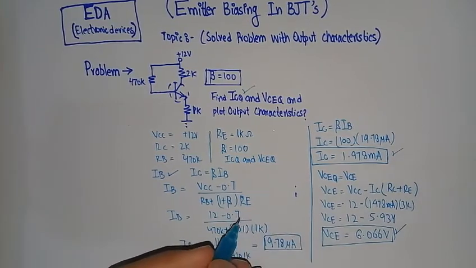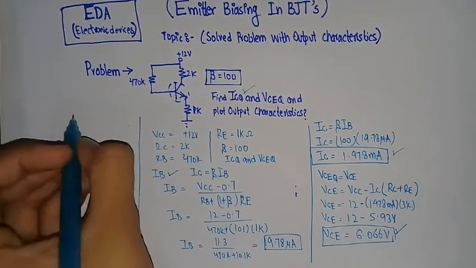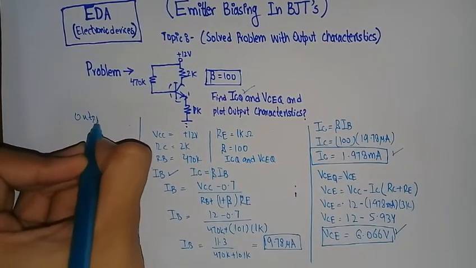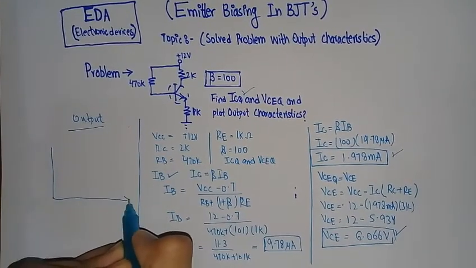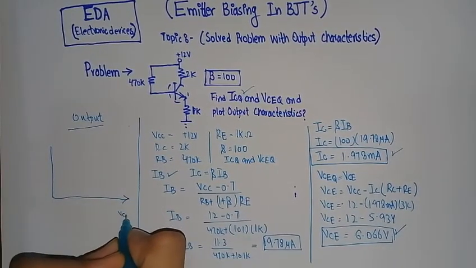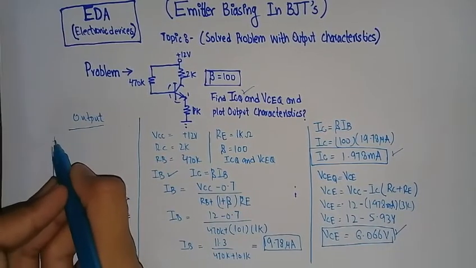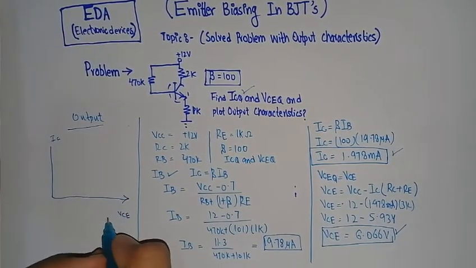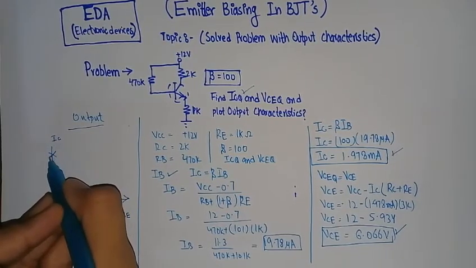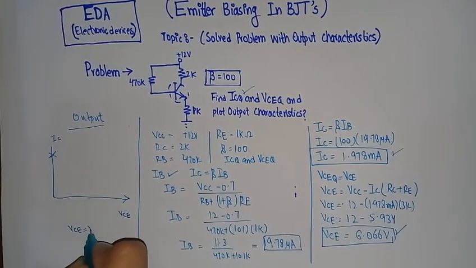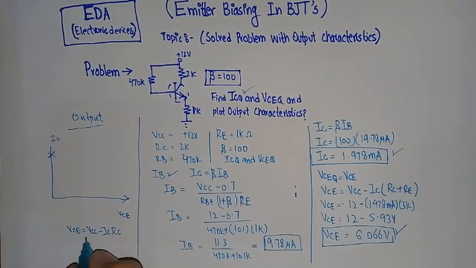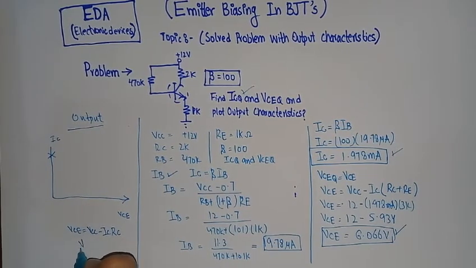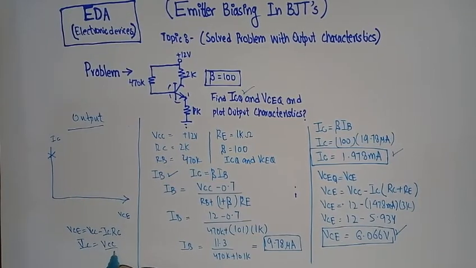Now we will have to plot the output characteristics of that circuit. The output characteristics are drawn between VCE versus IC. In the saturation region, this point is calculated. VCE will be equal to VCC minus IC times RC. This will be the equation. So in the saturation region VCE will be equal to 0, so IC will be equal to VCC over RC.